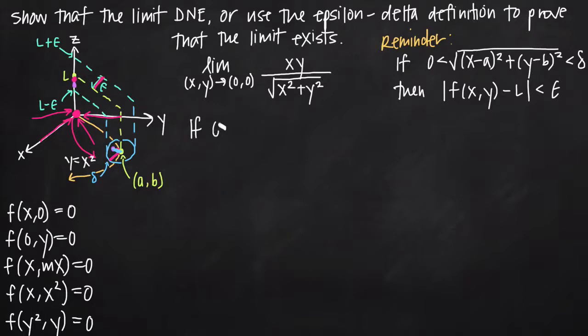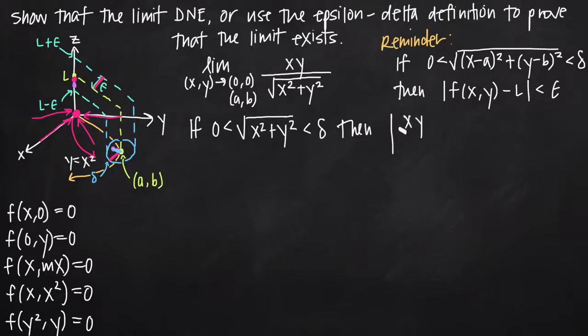So we're going to have if 0 less than the square root, the point we're approaching, a, b, is 0, 0, right? This here is a, b. So we're going to plug in 0 for a and 0 for b, and as you can see, that's just going to leave us with x squared plus y squared underneath our square root. So we'll say square root of x squared plus y squared, and that's going to be less than delta. So if this, then here we have the absolute value of f of x, y, so absolute value of our function here, x, y, divided by the square root of x squared plus y squared, like this, minus L. Well, we think that L is 0, so we just have minus 0, so we don't even have to write that. Then this less than epsilon.